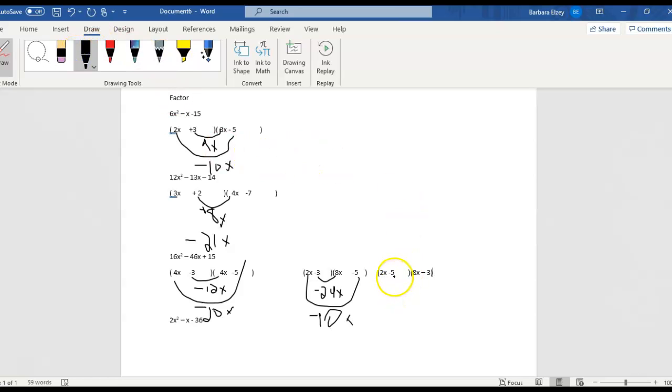And you see, this is why it's called trial and error, because we fool around until we find the proper combination. So -5 times 8x will be -40x. And 2x, sorry about my dog in the background, times -3 will be -6x. And let's notice that -40 and -6 does give us the -46x that we need. This last one is the right combination. All right, so let's go to our last one here, and then we'll go up to that other type of problem.